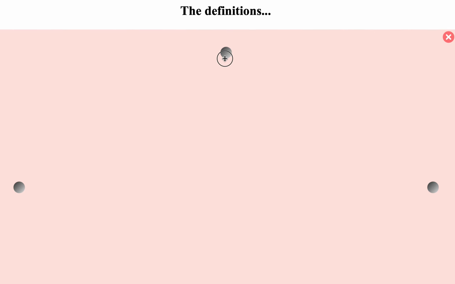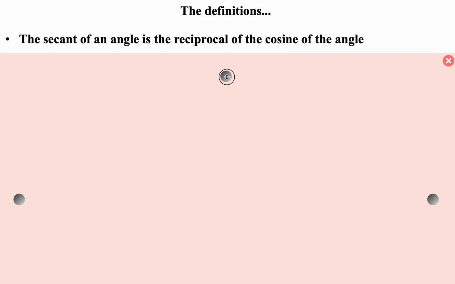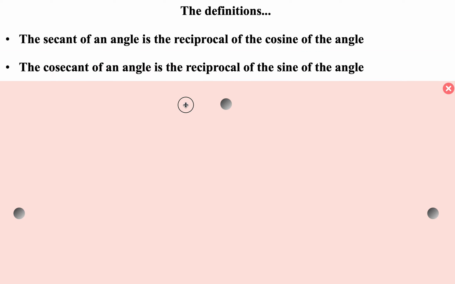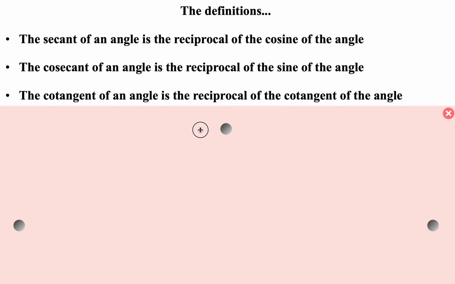The definitions are the secant of an angle, right? We get more words here. The secant of an angle is the reciprocal of the cosine of the angle. The cosecant of an angle is the reciprocal of the sine. The cotangent of an angle is a reciprocal of the tangent of an angle. And if you think about it, that makes sense.